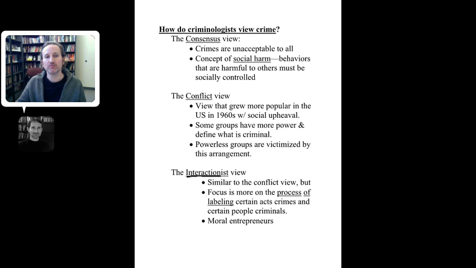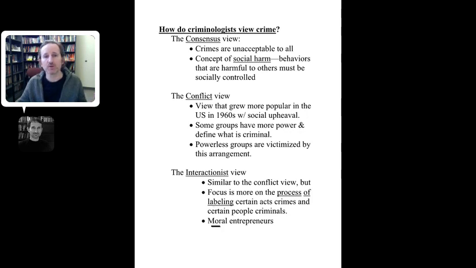The final view of crime for different criminologists is interactionism, and this is actually something that I've been trained in, especially. So the focus is that it's fairly similar to the conflict view in that different people interpret the role of the criminal justice system and law very differently. But it also focuses on the process of what's called labeling. And we're going to look at labeling theory and approaches. And why is it that some types of things get labeled as crime or criminal and other things do not? How does that change over time?